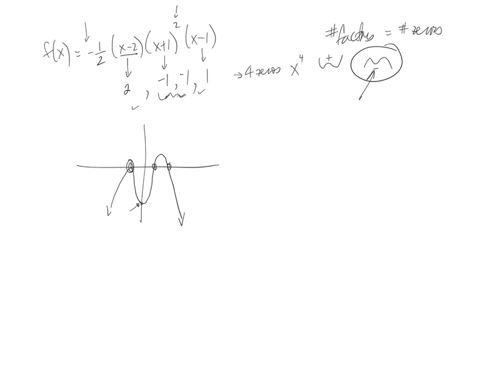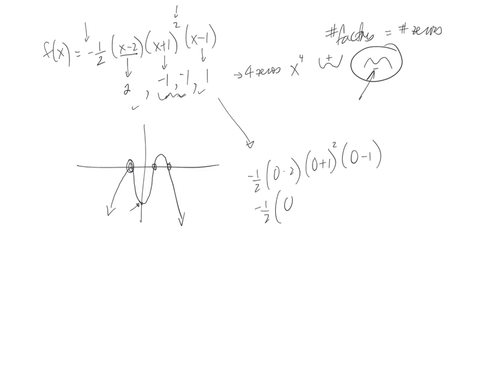Oh, to find the y-intercept, what you could do is just plug a 0 in everywhere you see an x, and then solve for it. So let me do that over here. So I'd get negative 1/2, and then 0 minus 2, 0 plus 1 squared, and 0 minus 1. So this would be a negative 1/2 times, this would be 0.